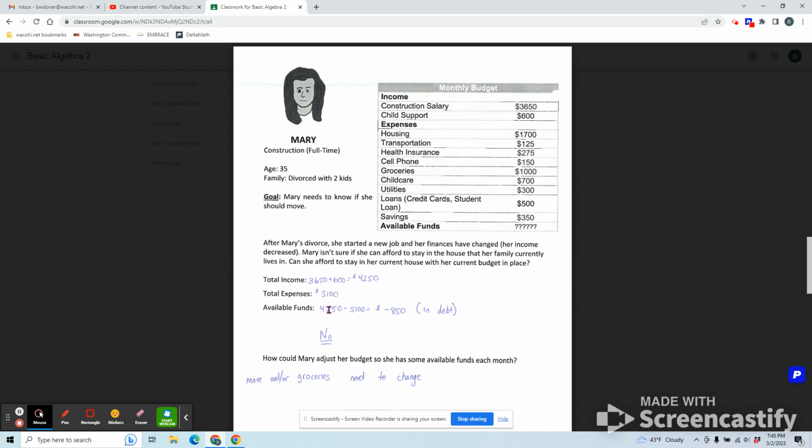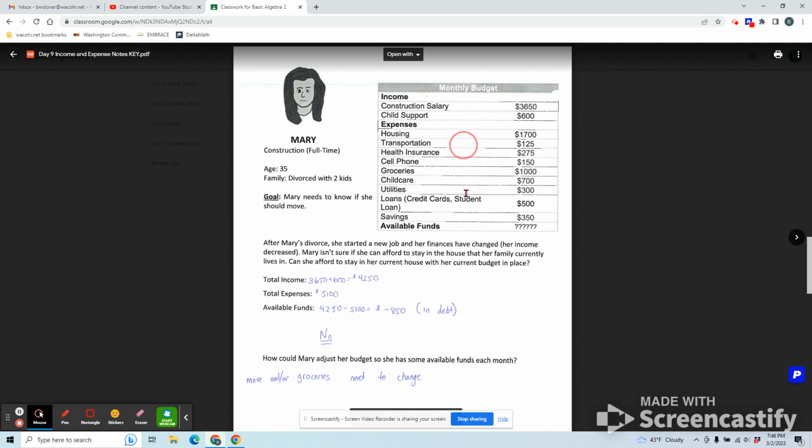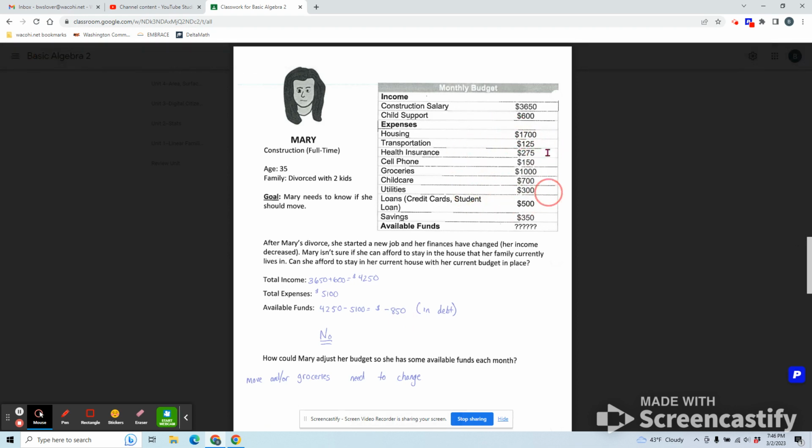So available funds is total income minus expenses. She's actually in debt, negative money, right? In debt is a negative number. So $850 each month. That's not good. She needs to fix something very, very quickly.